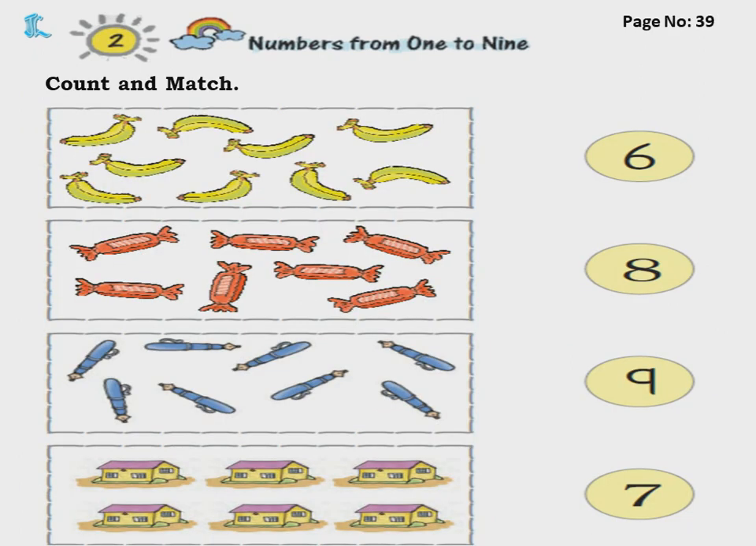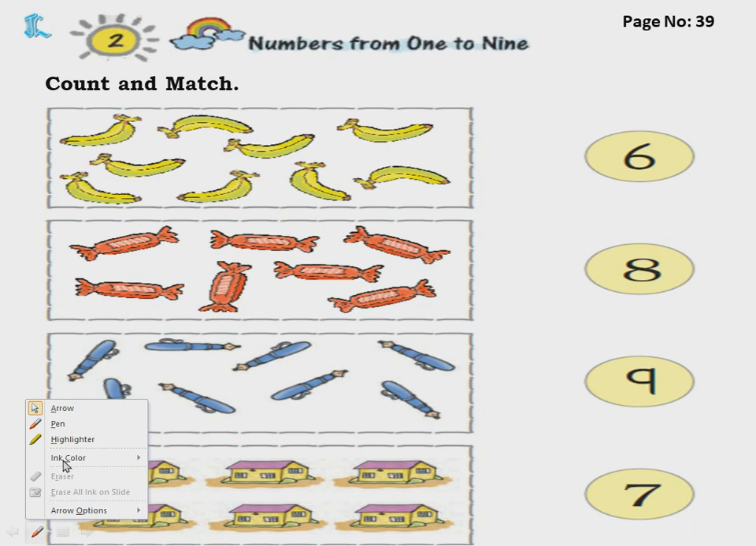N-I-N-E, 9. Page number 39. Count and match. First we have to count and then we have to match with the number which is given on the right hand side. First count the bananas, children.